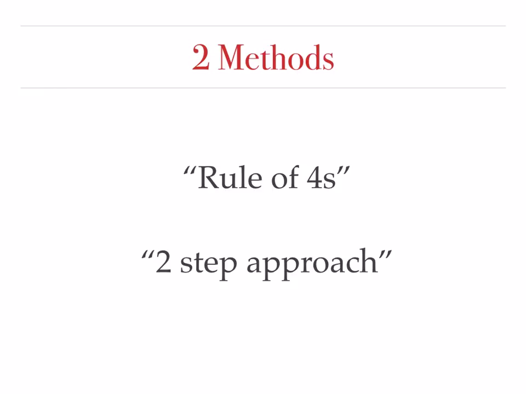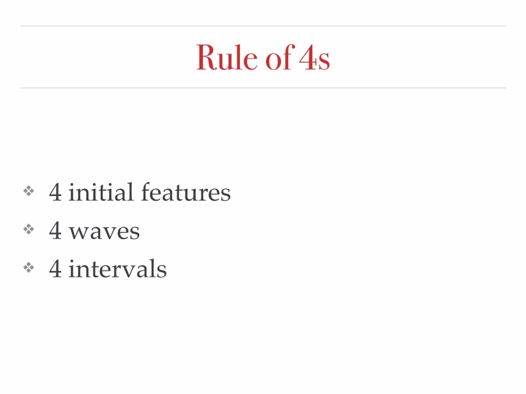So now let's talk about a couple different methods that we can use to help us interpret EKGs while in the emergency department. Two methods that I think are very useful are the rule of fours and the two-step approach. So starting with the rule of fours, we have three categories with four different components in each category. These categories include 4 initial features, 4 waves, and 4 intervals.